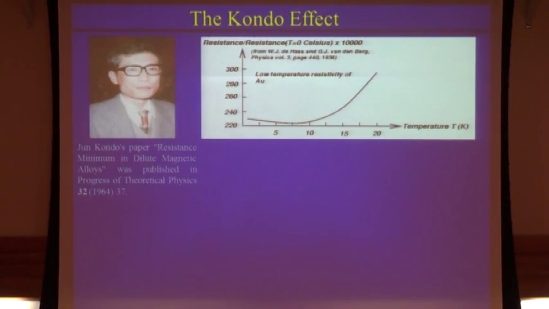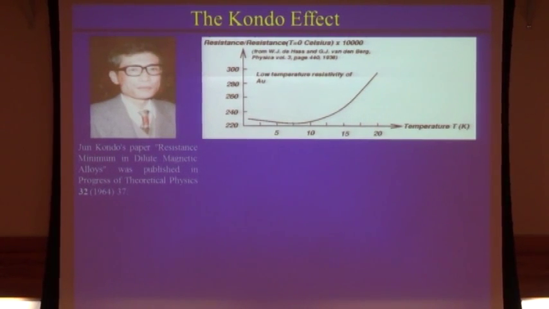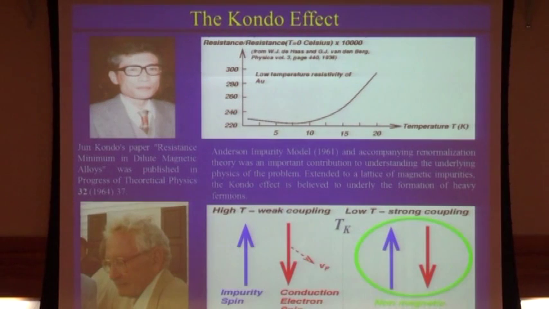That was first seen by Kondo in his paper about the resistivity of gold when you have a magnetic impurity. So he used the same interaction, that strong antiferromagnetic interaction, to explain why the resistivity showed a minimum and then started to increase at low temperature. That's because of the magnetic scattering of the conduction band. The magnetic impurity starts to dominate at low temperature with respect to the phonons.